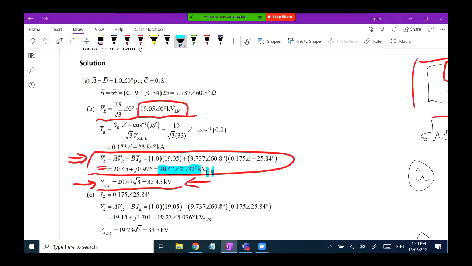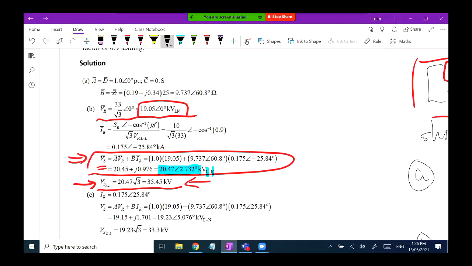For Y connection pattern, for a balanced system, of course, the line-to-line voltage is always longer. So square root 3 times the magnitude, and leading. So please add 30 degrees on the angle 2.732. Is that okay? Everyone, all good?